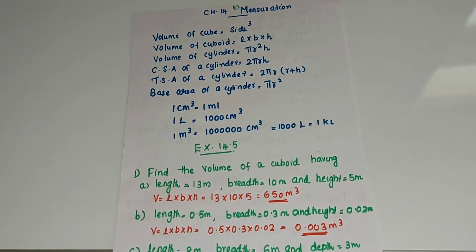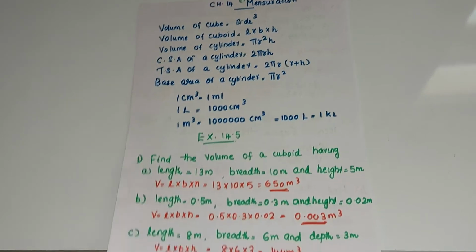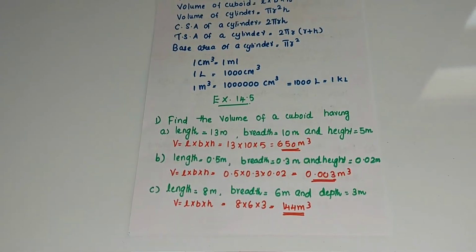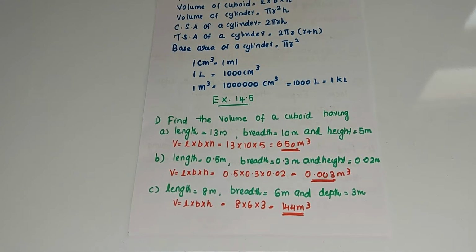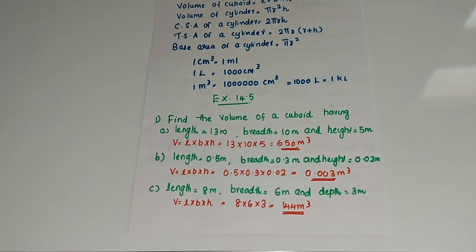Next one, length equal to 0.5 meter, breadth equal to 0.3 meter and height equal to 0.02 meter. V equal to L into B into H is equal to 0.5 into 0.3 into 0.02 is equal to 0.003 meter cube. Now C, length equal to 8 meter, breadth equal to 6 meter and depth equal to 3 meter. Depth is same as height. So volume equal to L into B into H equal to 8 into 6 into 3 is equal to 144 meter cube.